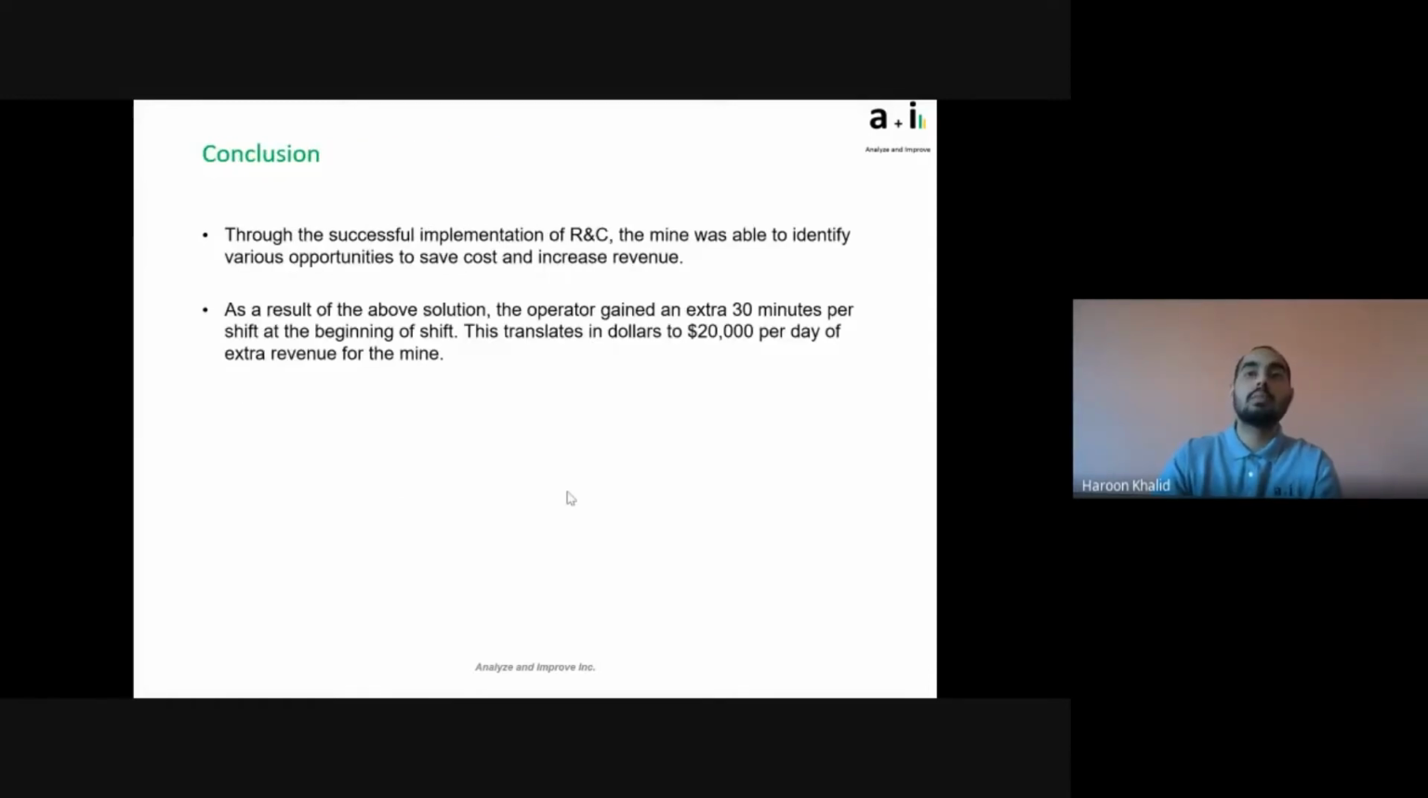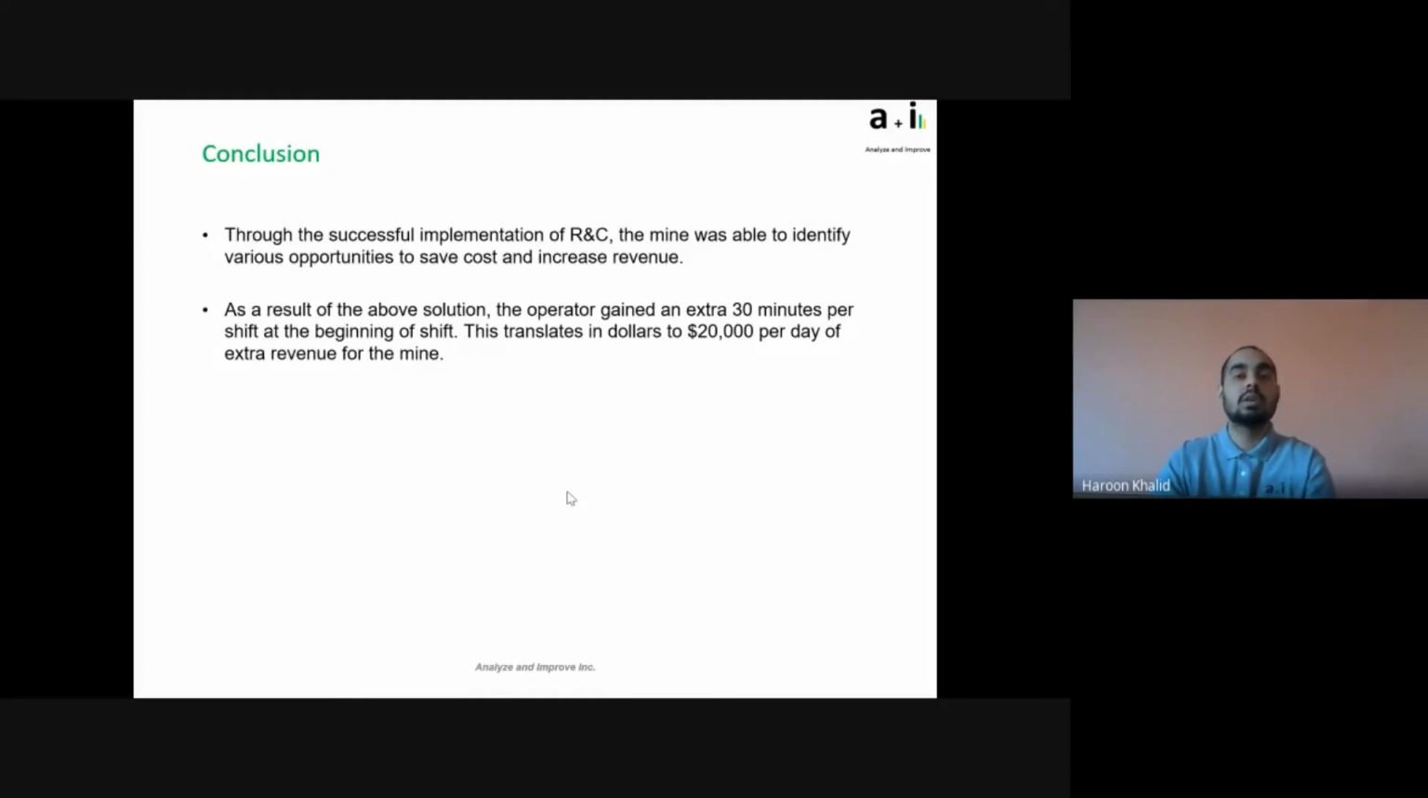So through the successful implementation of responsive control, the mine was able to identify various opportunities to help them save costs, but also to increase revenue. In the solution you saw above, where the operator was losing 30 minutes at the beginning of the shift, once implemented, the operator was able to gain nearly 30 minutes per shift, which translated to about $20,000 per day of extra revenue for the mine.